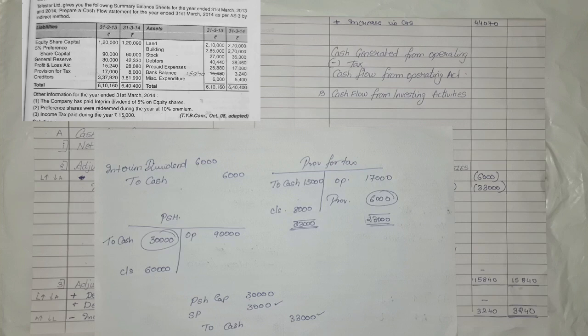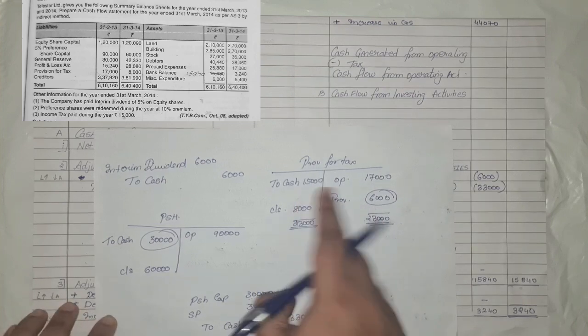Now they can ask you two ways. They can tell you income tax is paid, and the other way they can tell you income tax provision is made. So remember, if income tax is paid, provision will be the balancing figure, and if provision is given, the balance will be the income tax paid. So these two are very important concepts in this. Okay, so provision is 6,000, income tax paid is 15,000.